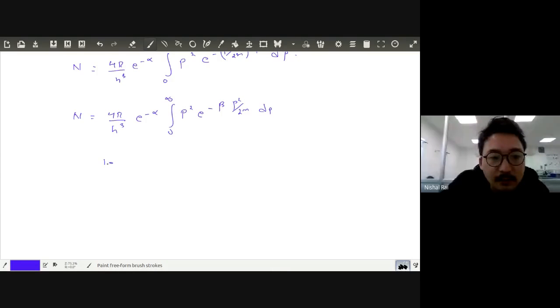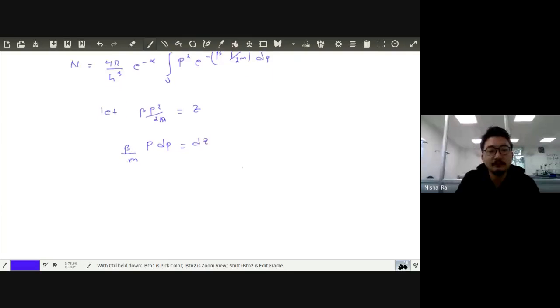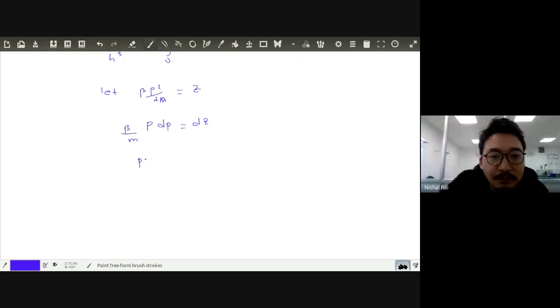Now let beta p square divided by 2m equal z. You use what substitution? Can you say this is just like a gamma function? Now you just have to substitute this to something, z. So your p dp into beta by m, you take a differentiation, will be dz basically. Or here p dp will be what? m by beta dz. Now you substitute this over there.